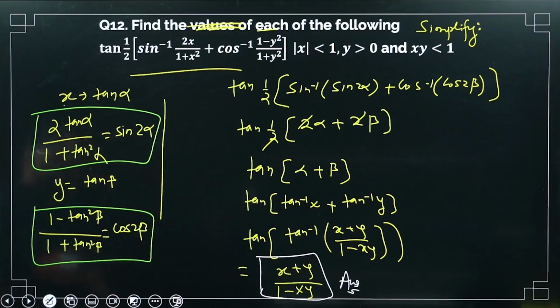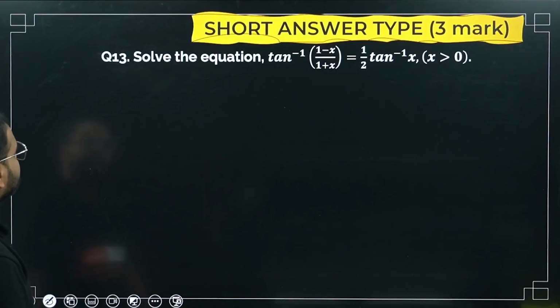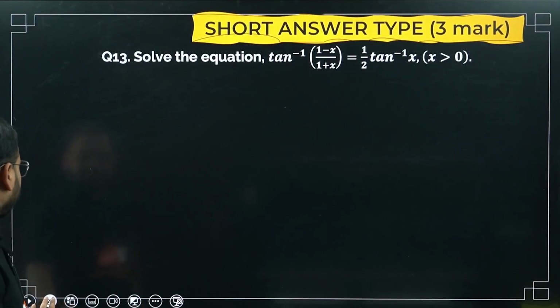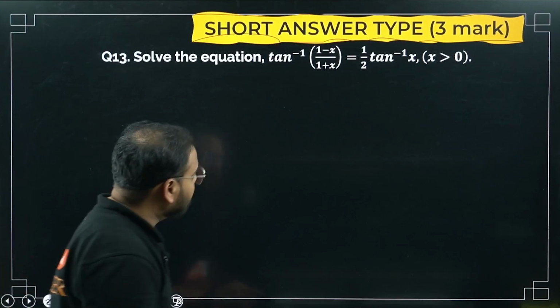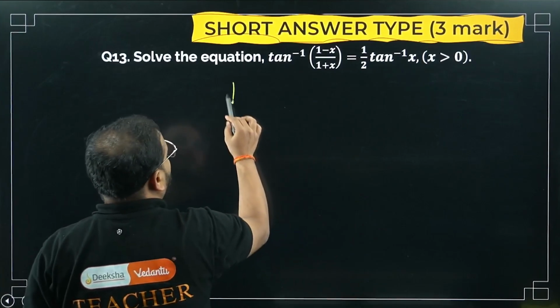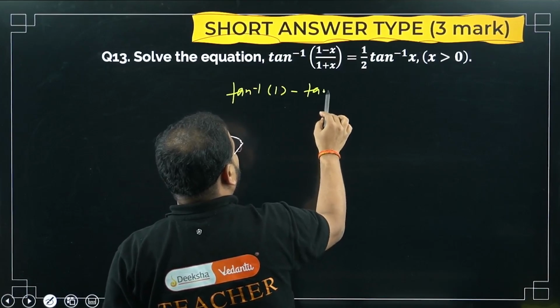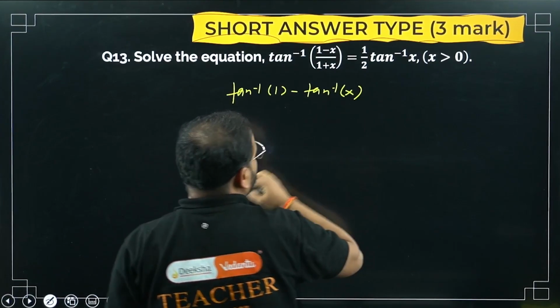Okay, I hope this is visible. Yes, moving on to question number 13, sir. Now a 3 marker. This same formula I can use now. Please check. Tan inverse, we know that right now. Tan inverse of 1 minus tan inverse of x. How much is that?